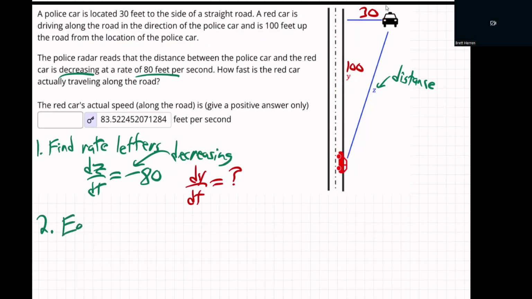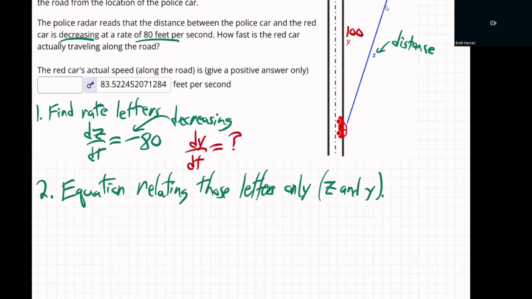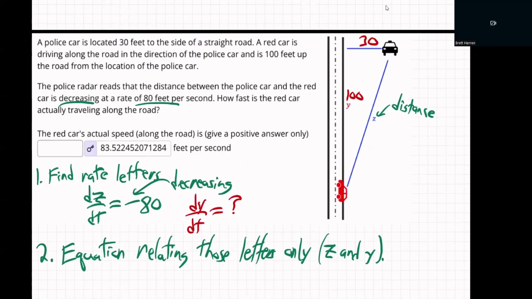Step two, find an equation relating, right? Related rates, relating those letters only. You can have numbers, but no other letters. In this case, Z and Y. We want some kind of equation relating Z and Y only. Well, it's pretty obvious, right? It's a right triangle right here, right? It's a little right angle.